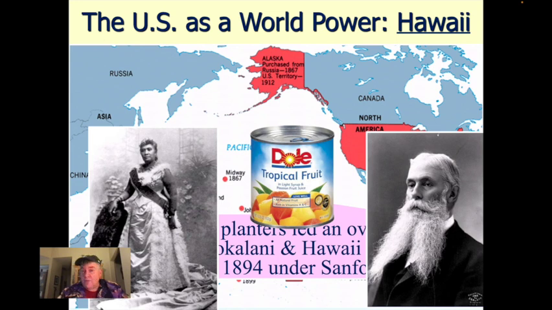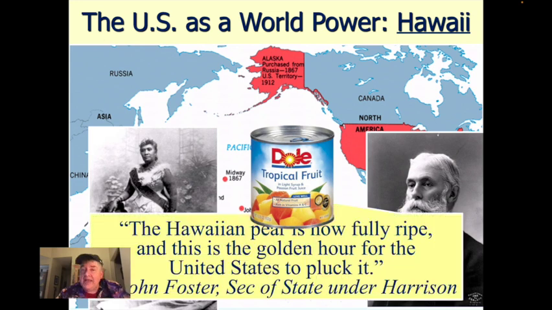And so he convinces America, why don't we just go ahead and take out the queen? And so they do. The Hawaiian pear is now fully ripe, and this is the golden hour for the United States to pluck it. So that's what they did. They plucked it. They annexed Hawaii. And this is the Secretary of State under President Harrison that said that.